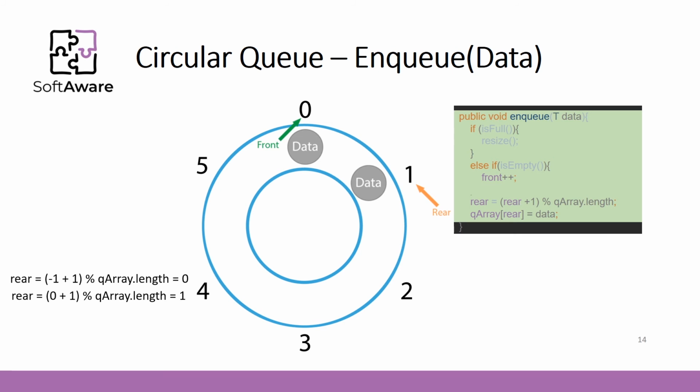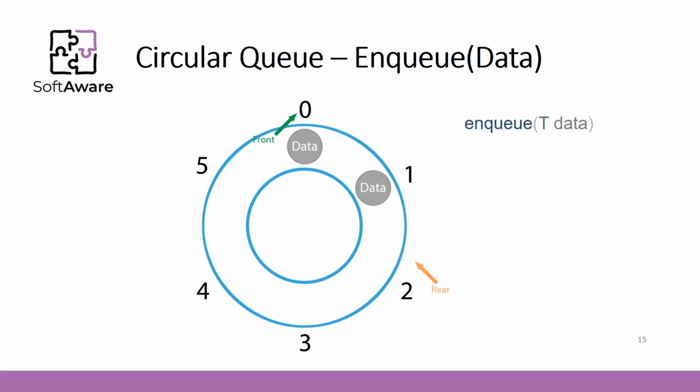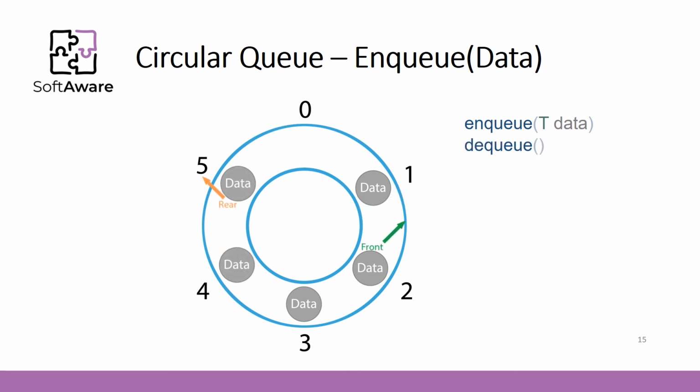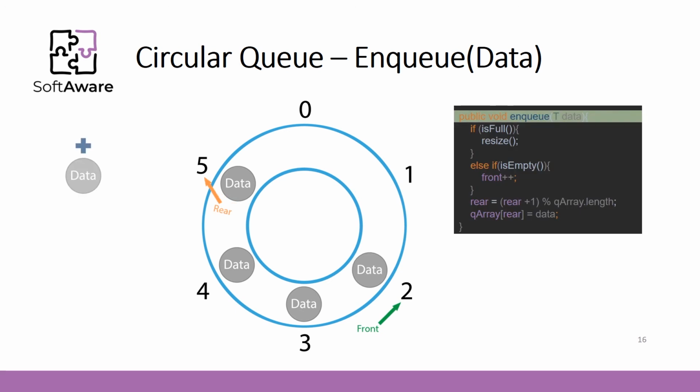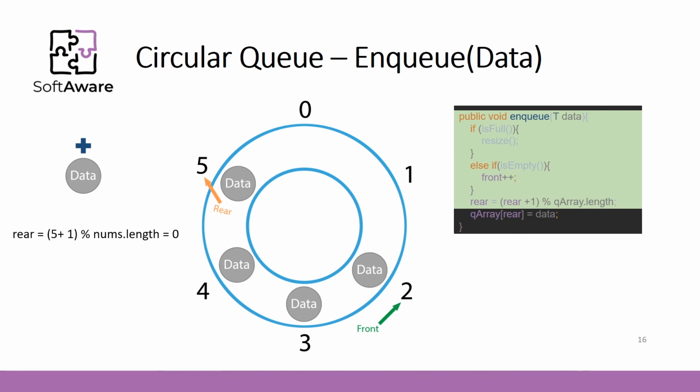In the next slide, we will simulate some enqueue and dequeue operations for better understanding of how circular queues work. Let's call enqueue method until we fill up the queue array, and dequeue a couple of data from our array. Now let's see how rear would point to 0 again using simple formula and validate our circular queue definition.